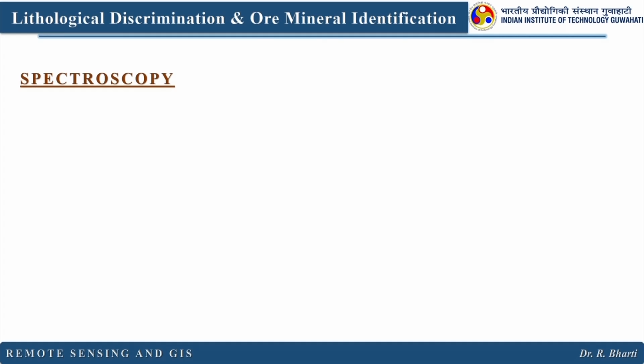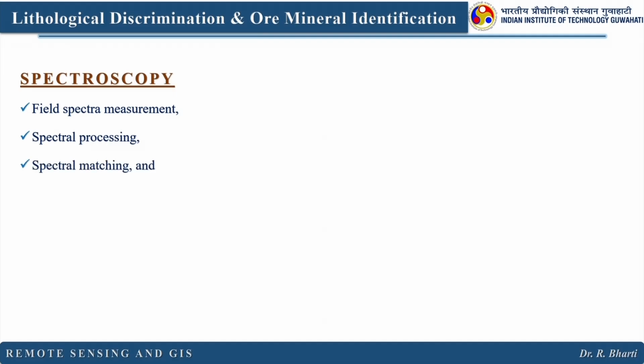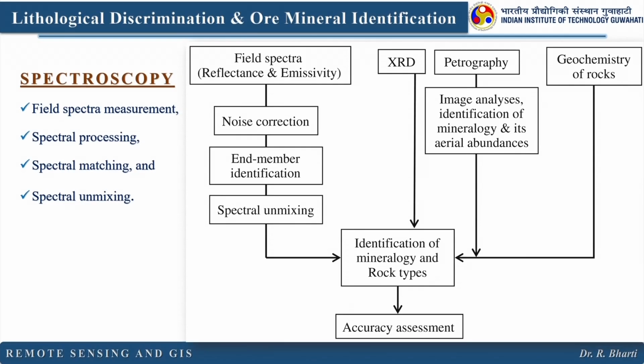So, this is from the previously listed work. Here you need to understand what the advantages of spectroscopy are and what steps you have to follow to solve a particular problem. When we are using spectroscopy for lithological discrimination and ore mineral identification, the first step in this method will be measurement of field spectra, then processing of the measured field spectra or lab spectra, then spectral matching with the library spectra, and then spectral unmixing, and then you will arrive at a certain composition.